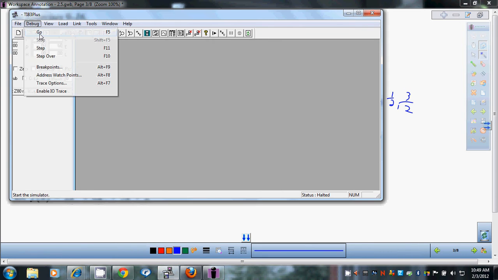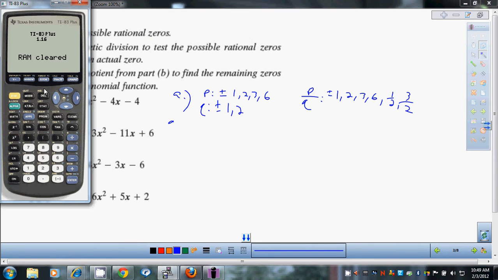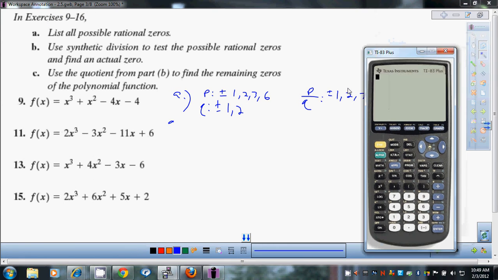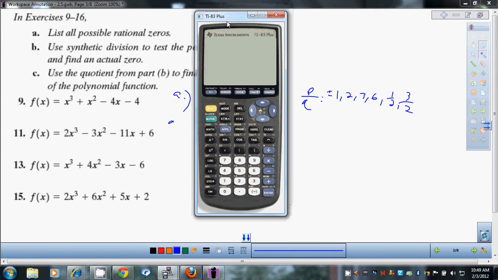Okay. Alright, part B. Plug your original function into the calculator. So 2x cubed minus 3x squared minus 11x plus 6, graph.